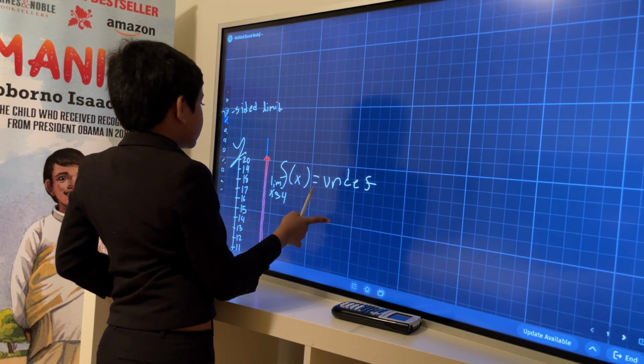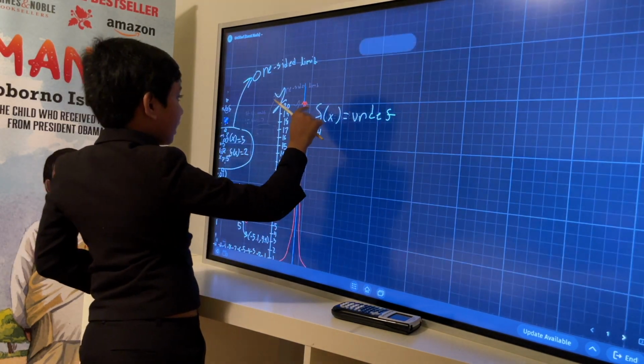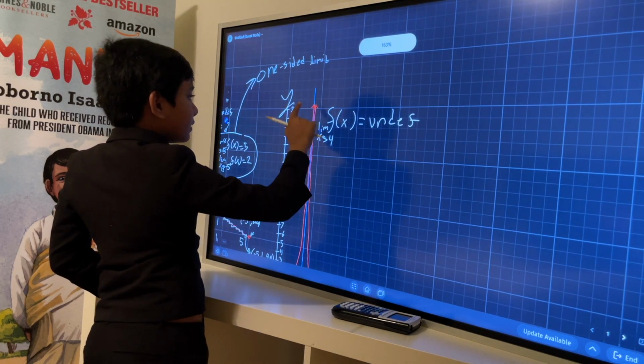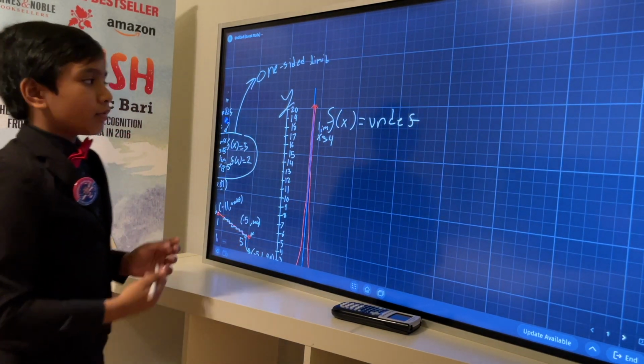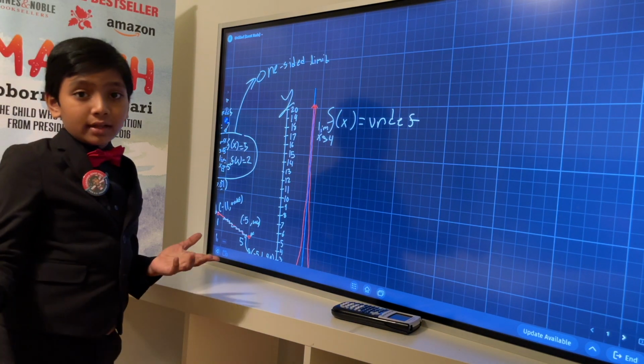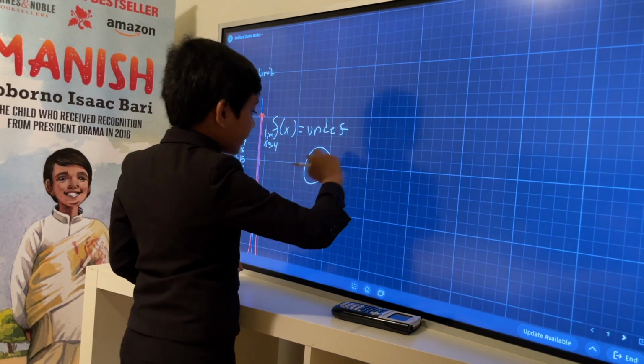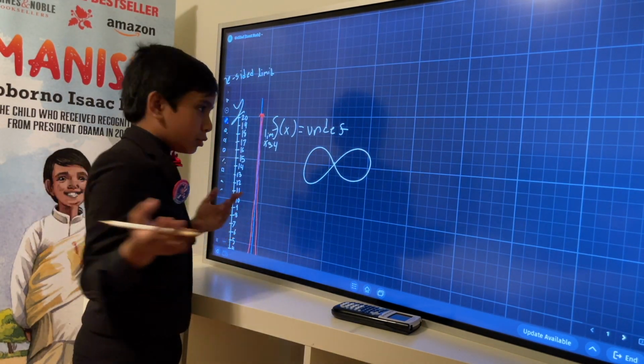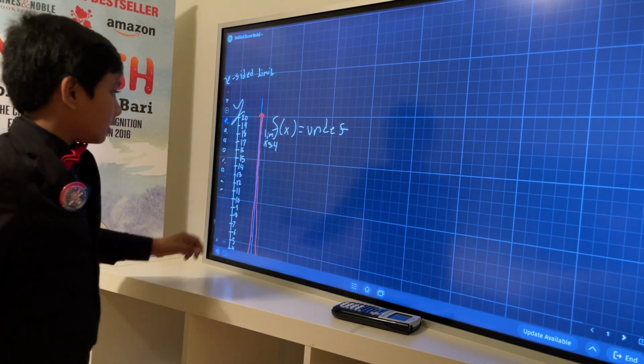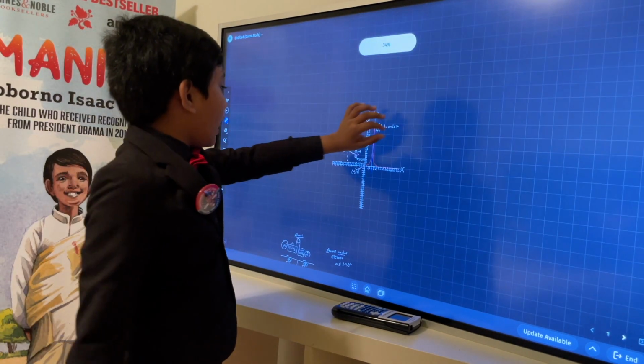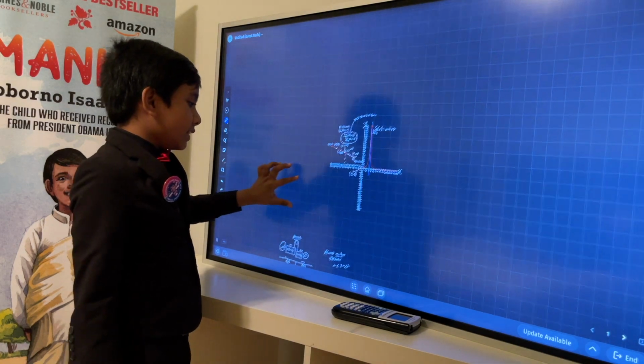Because we realize that this cannot intersect with the vertical asymptote. If it will intersect somewhere, that somewhere will likely be infinity. And infinity is not a number, is it now? And so, this is the definition of a limit.